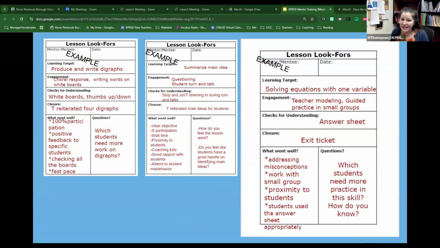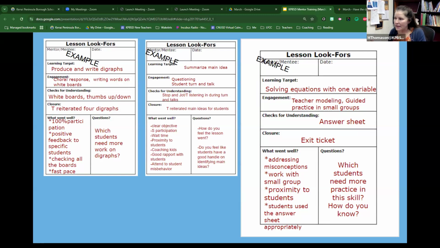Okay, so last thing I want to talk about is just one more example of the lesson look fors. I've been showing you an example every single month, and I'm going to continue doing that. Although we didn't have time to analyze a lesson today, we will in April. But if you're looking at the new example, it's on the right-hand side, it's the bigger one. Note that there's a learning target, the engagement, the checks for understanding, and the closure.